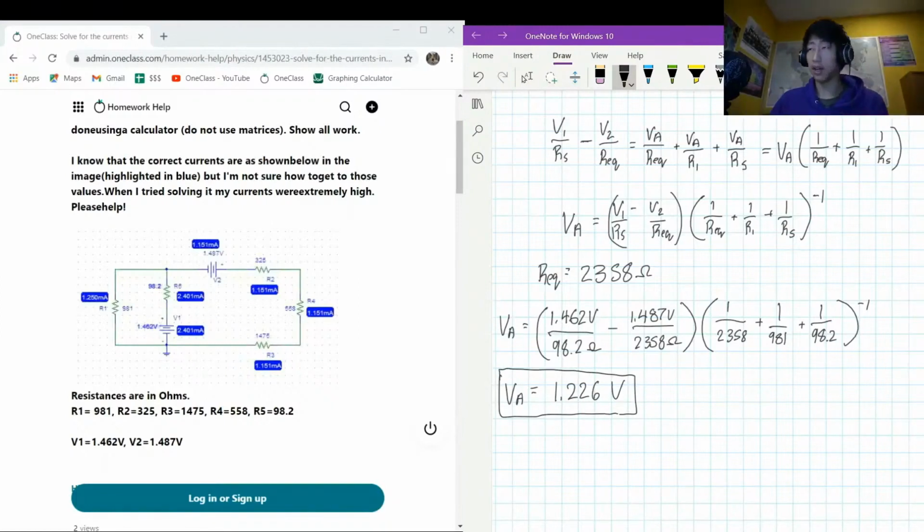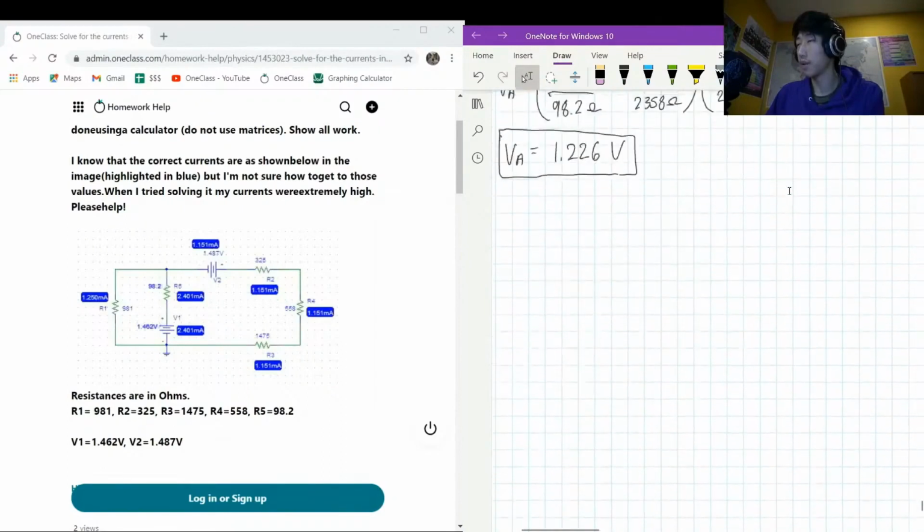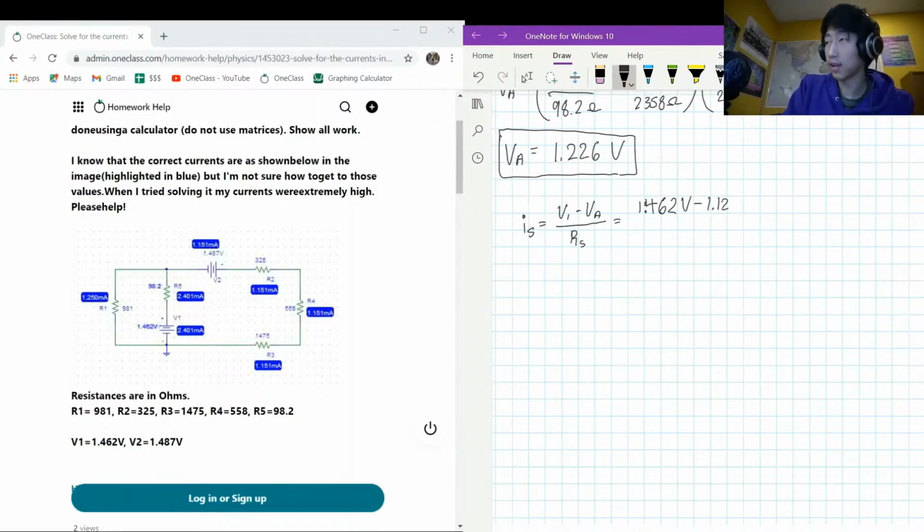Now the reason why VA is useful is because if we're given VA, we can easily calculate all of these currents individually. And honestly, we already have our equations up here. So let's do I5 is equal to V1 minus VA over R5. Okay, so V1 was 1.462 volts minus 1.226 volts, all divided by R5, which was 98.2 ohms.